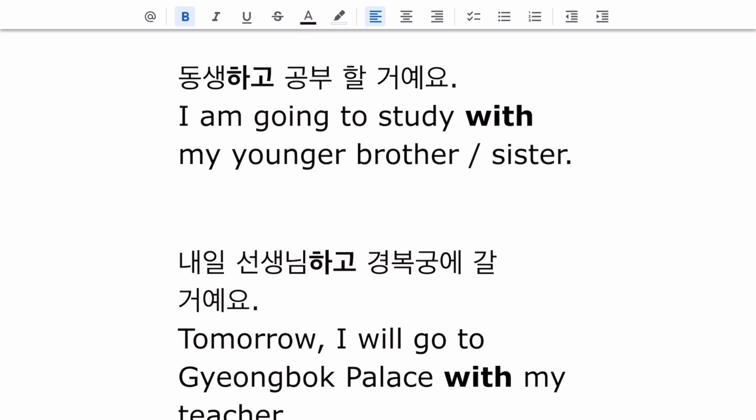동생, this is younger sibling. 동생하고 공부할 거예요. So with a sibling, so younger brother or younger sister, 공부할 거예요, I will study. Sometimes that future tense ending is translated as "going to do something" instead of just "I will." So like in English, we'll say I'm going to watch a movie. I'm going to go to sleep. I'm going to eat dinner. That still is a future tense.